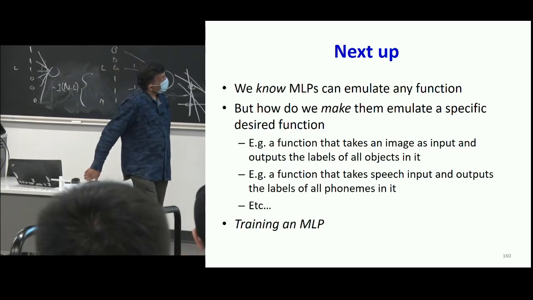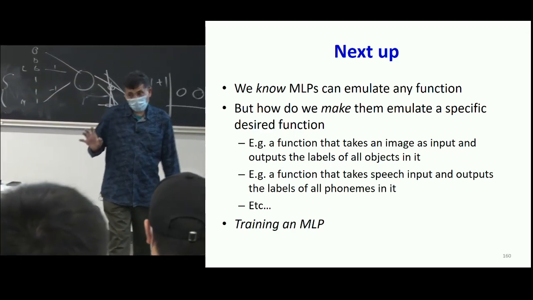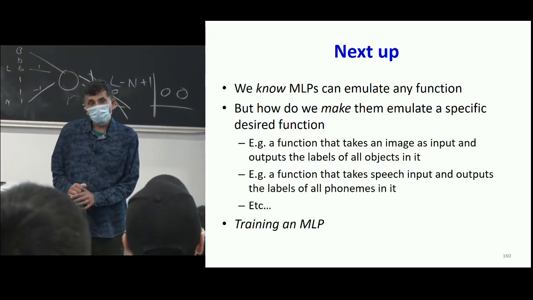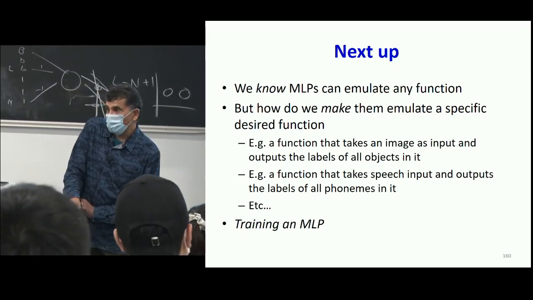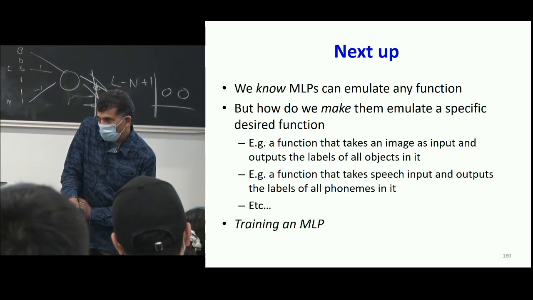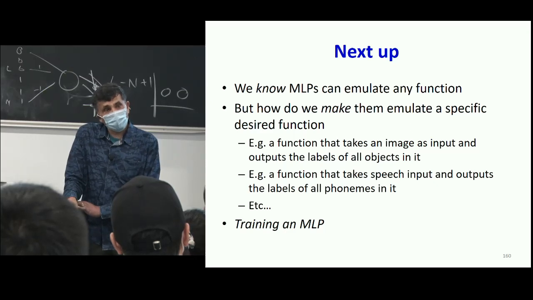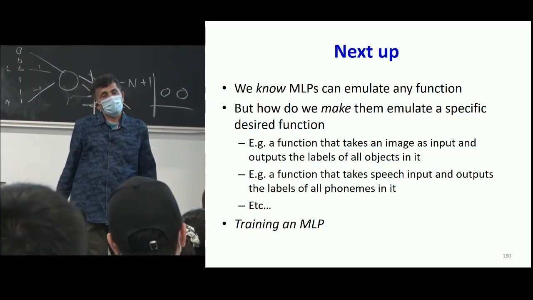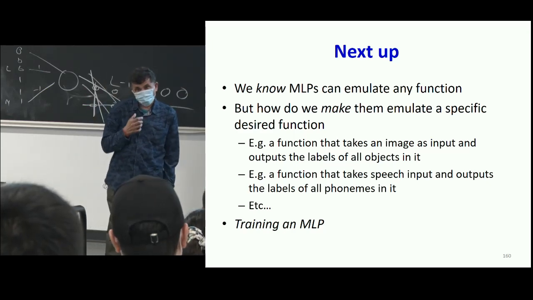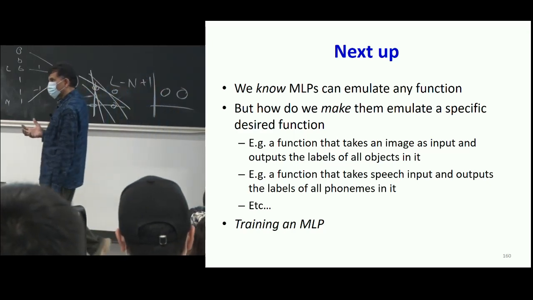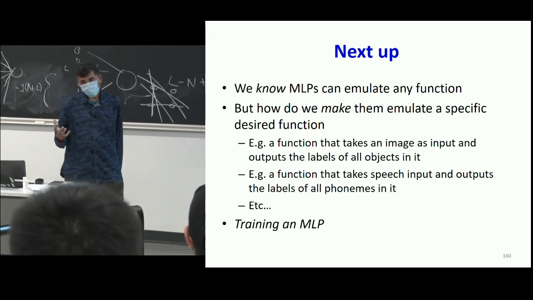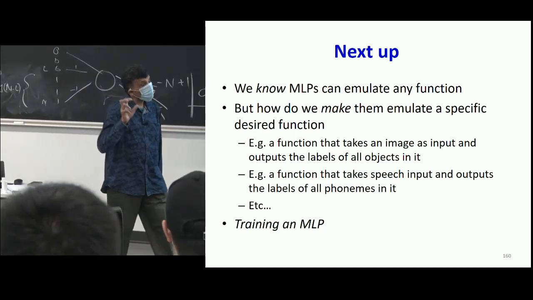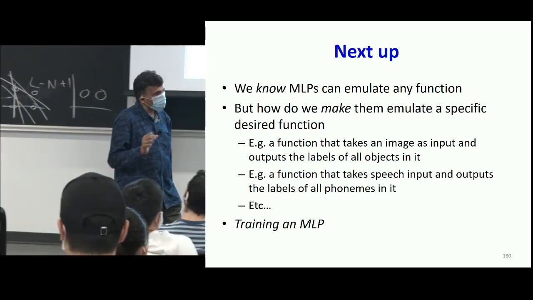So that's the end of today. We've seen that MLPs can emulate any function, but can is not the same as do. So how do you actually make the network emulate a specific desired function? For example, you want a network function that takes in an image and produces a caption or labels all the objects in it. How do you construct this network? This is the business of training a network, and we will begin talking about it next week.